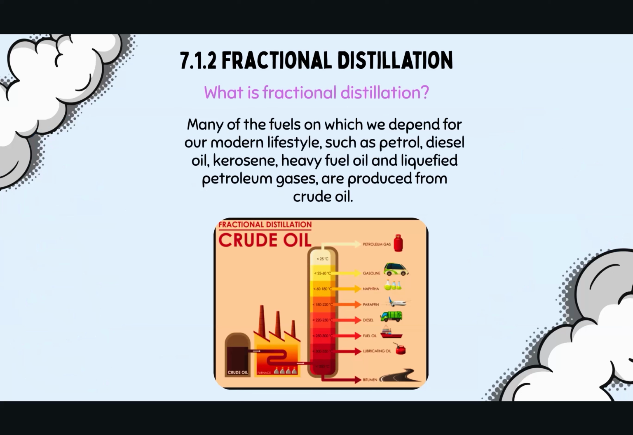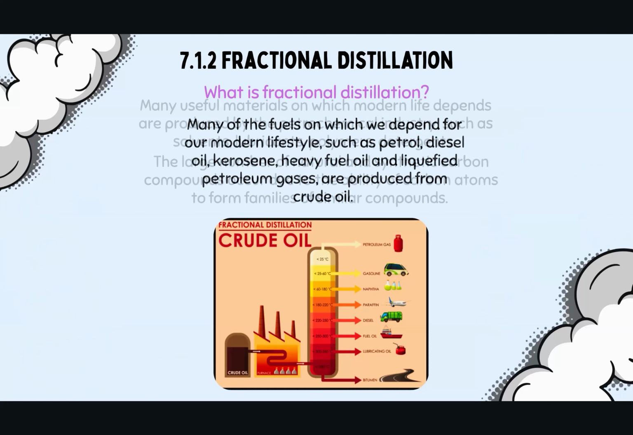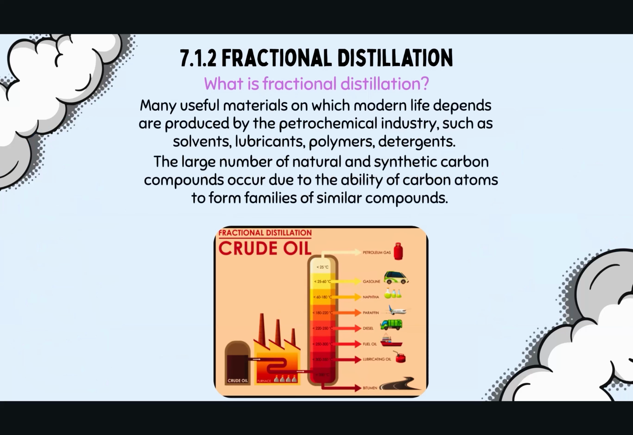So many of the fuels on which we depend for our modern lifestyle, such as petrol, diesel, oil, kerosene, heavy fuel oil, liquefied petroleum gases, are all produced from crude oil. And many of the things that we use on a day-to-day basis, like solvents, lubricants, polymers, detergents, and a lot of natural and synthetic carbon compounds all come from the separation of crude oil.